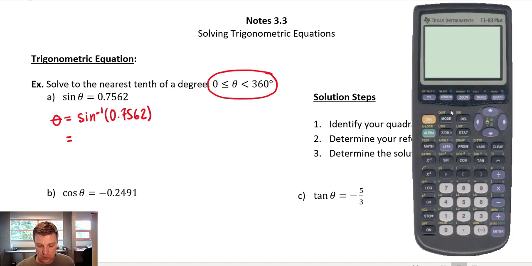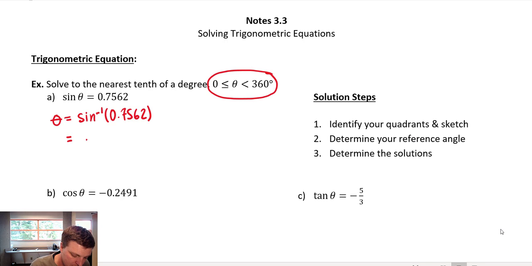And so if I go to my trusty calculator here, I'm going to make sure that I'm in the right mode. I'm going to check the mode that I'm on. I can see I'm in radian mode. So again, I'm going to go down and then over and hit enter and make sure that I'm in degree mode. So if I put this in my calculator, second function sine of 0.7562, and then I hit enter, the answer comes out as 49 degrees. And I'm going to go to the nearest tenth of a degree, so 49.1. So I get 49.1 degrees.